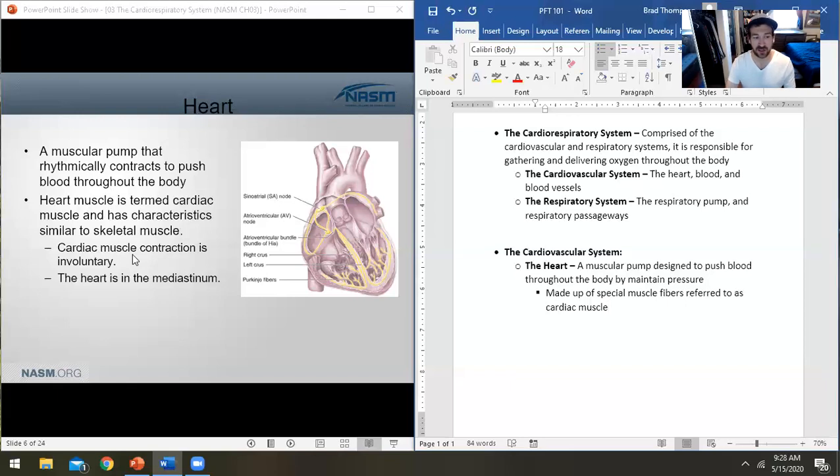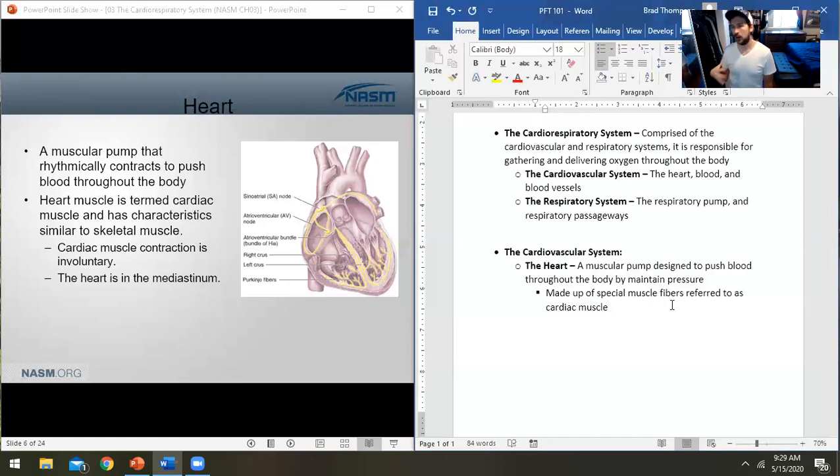Heart muscle is termed cardiac muscle, and its characteristics are somewhat similar to skeletal muscle, right? All the muscles throughout our body, but a little bit different. Cardiac muscle is actually going to have less nuclei running throughout the heart cells, which is kind of surprising, because nuclei help tell you to keep producing energy on the go. Why is there less nuclei in cardiac muscle?